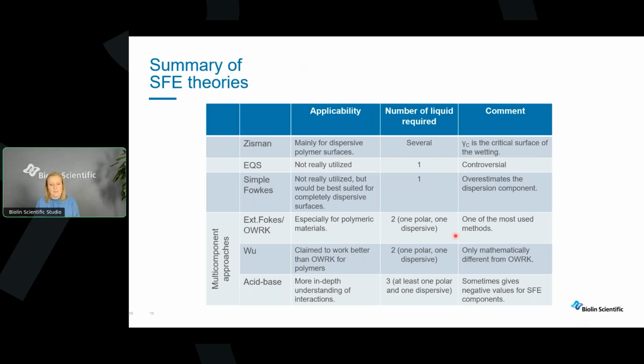And then there is the acid-base method, which gives you this third dimension of information. And this is something that is actually quite commonly used when we are studying biomaterial surfaces, for example, because cells are known to behave differently on acid or base surfaces. So in that context, you can also see the acid-base theory being applied.